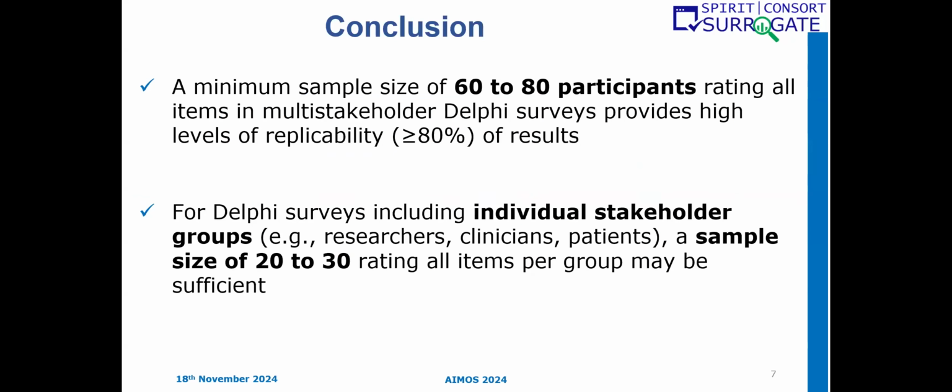So in conclusion, a minimum sample of 60 to 80 participants in multi-stakeholder Delphi surveys provides a high level of replicability of results, that is 80%. And for individual stakeholder groups, a sample size of 20 to 30 rating all items may be sufficient.